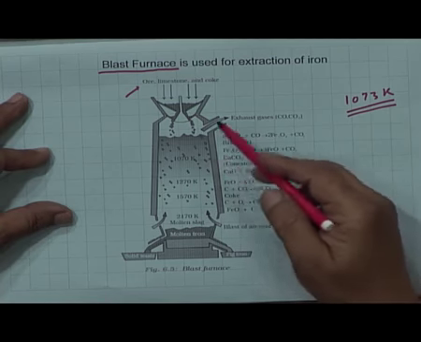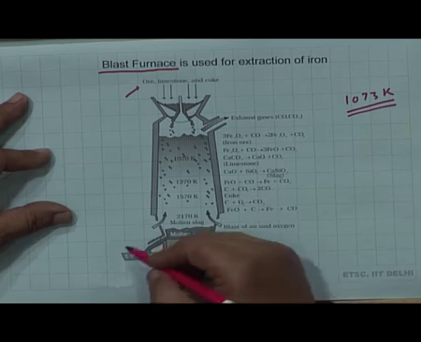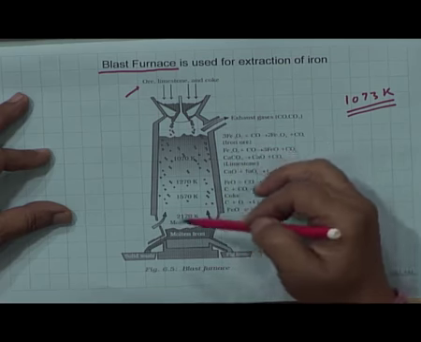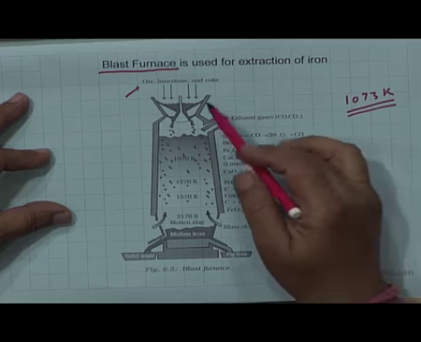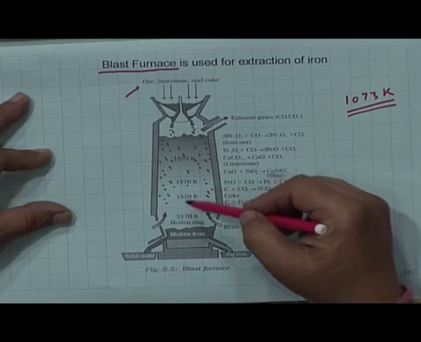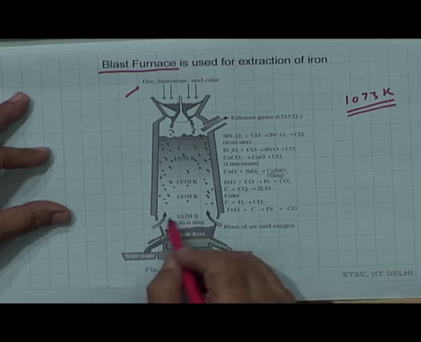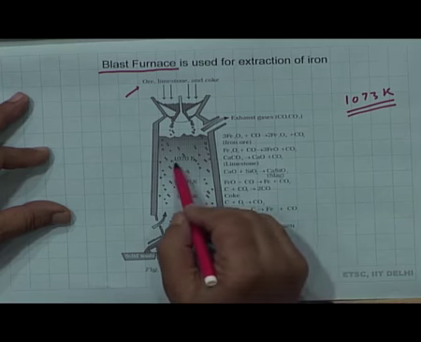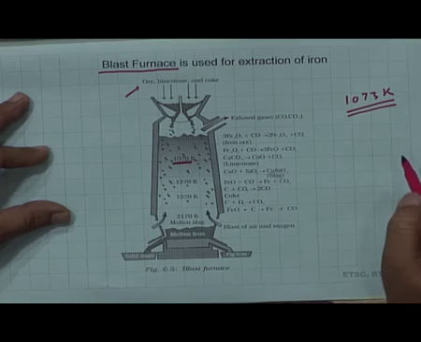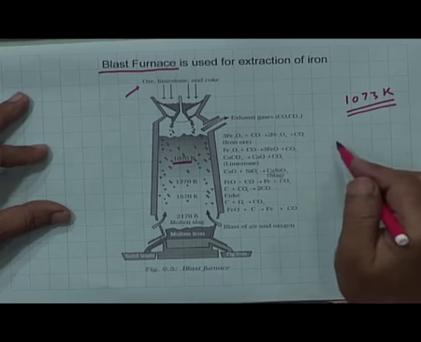Basically, air or oxygen is blasted from the bottom. This coke which is coming, this is hot air, this will burn. So, there will be a temperature gradient in this blast furnace. The maximum temperature will be at the bottom, and here the temperature will be around 1070 Kelvin. Several reactions occur in this blast furnace.